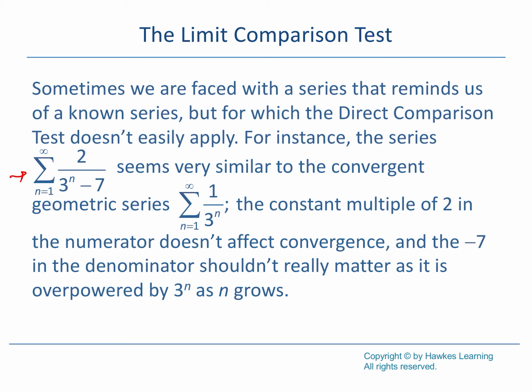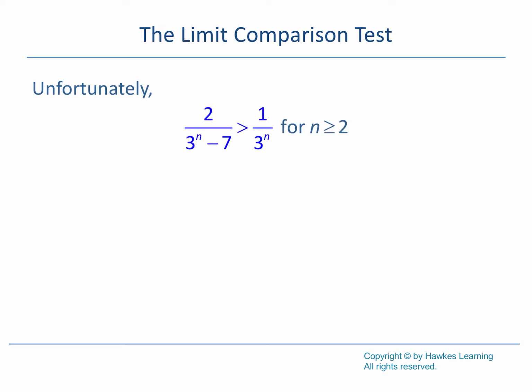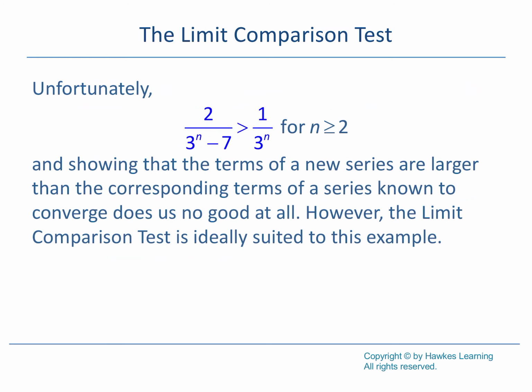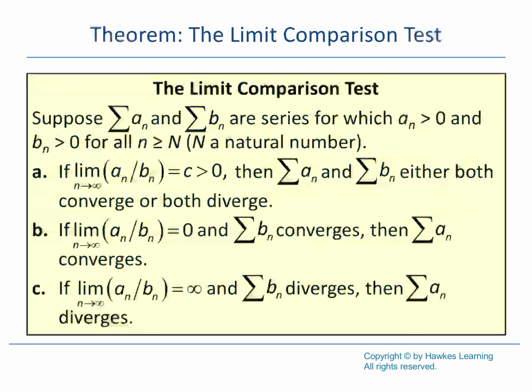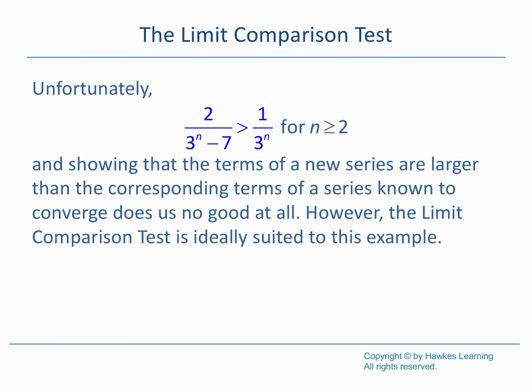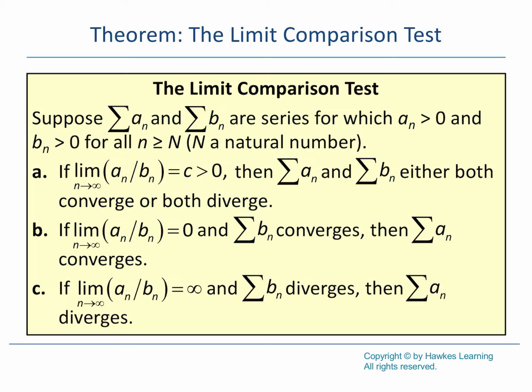What we're going to see is that if we use the limit comparison test, this geometric series can be a very good, useful thing. And so, the terms of the new series are larger than 1 over 3 to the n. Here are the 3 major cases of the limit comparison test, and we're going to look back at the result of this one soon after looking at this.